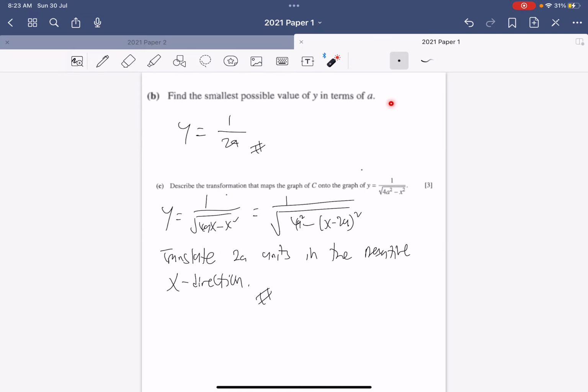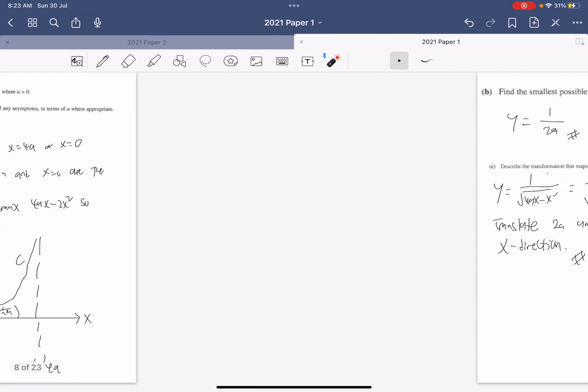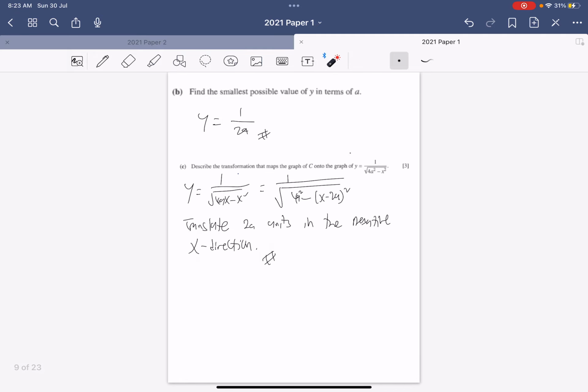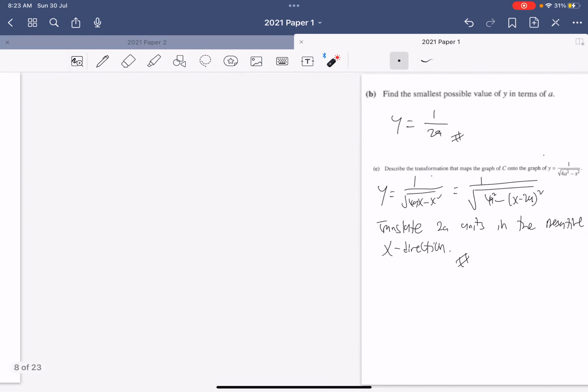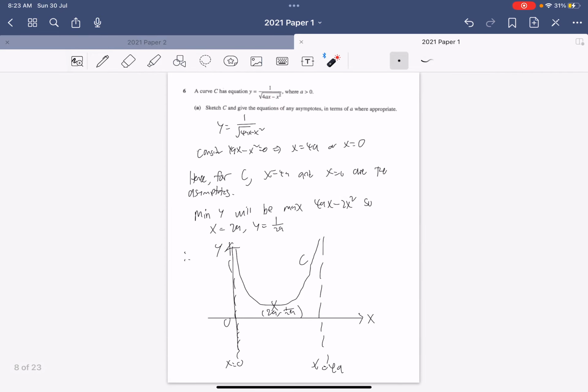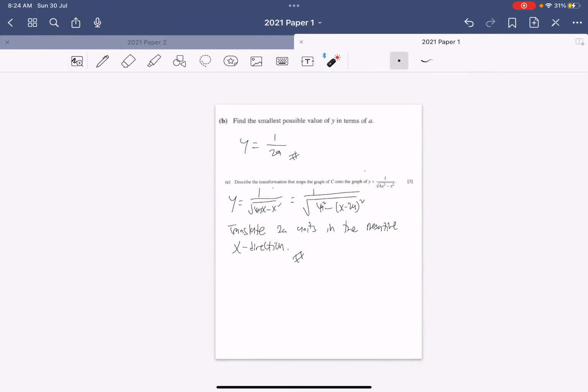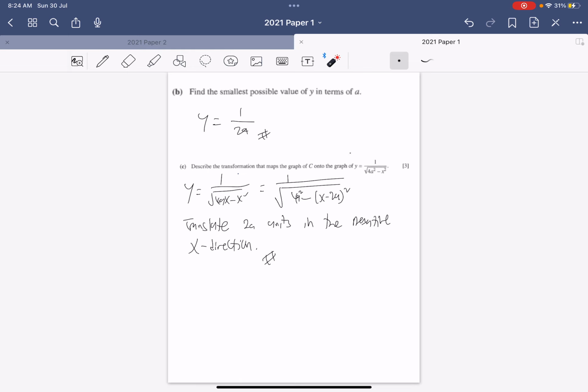Now we want to find the smallest possible value of y, which we already found to be 1 over 2a. And we want to describe transformations that map the graph C into this new graph. So it might look quite different if you think about it. Like, this is 4a squared minus x squared, but here is 4ax minus x squared. So the idea is you need to write this in some form where it's a constant minus something.